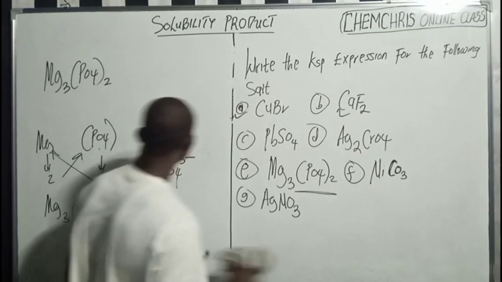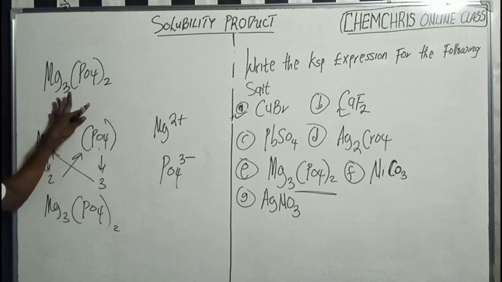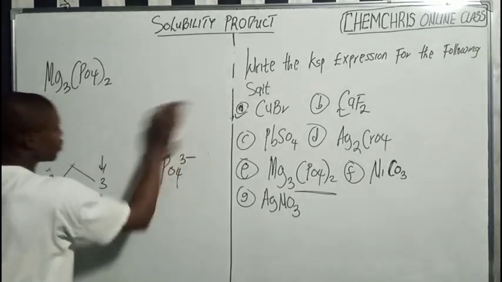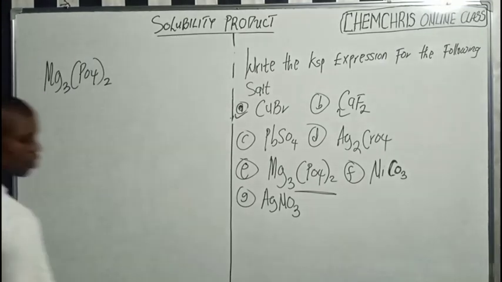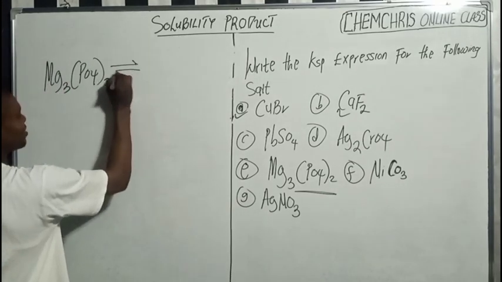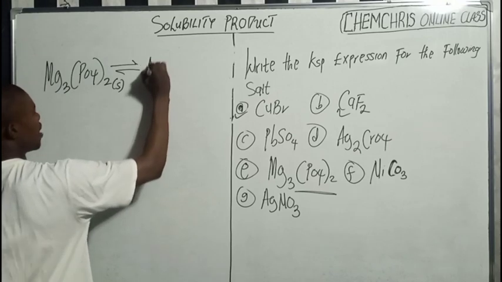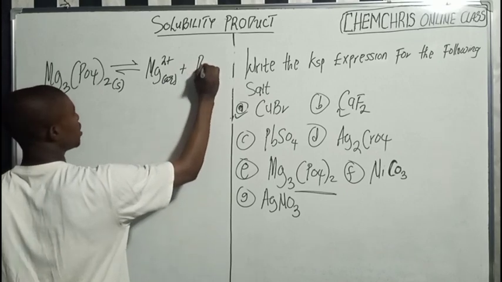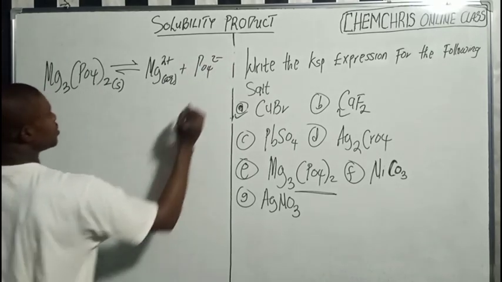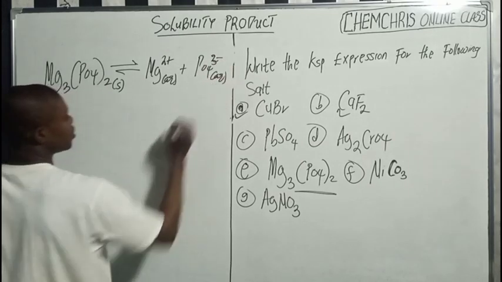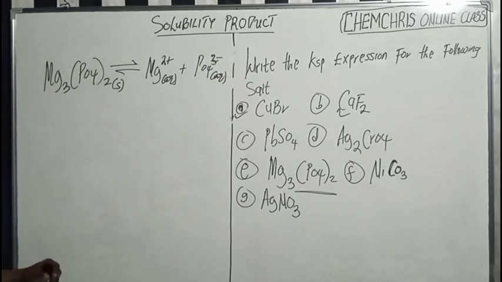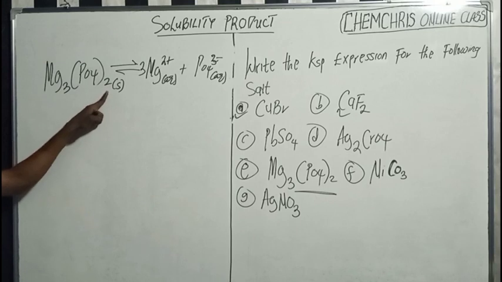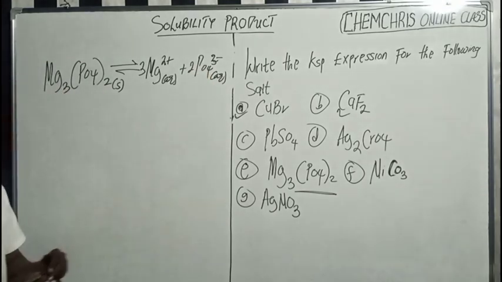Do you understand? So you must know how to split the salt into its various ions, because this is the first thing. The next thing is to write a balanced chemical equation between them. Remember, this is solid. Here we have Mg2 plus aqueous plus PO4 3 minus aqueous. Now next I want to balance the equation here. How many magnesium do you have here? Here we have 3. How many PO4 do you have here? It's 2. So you have to balance it.